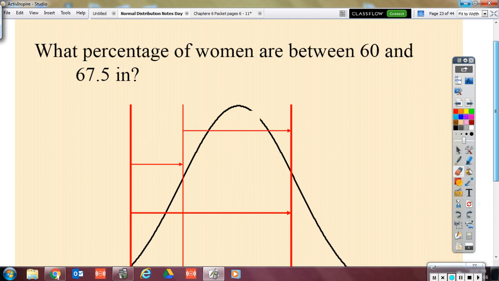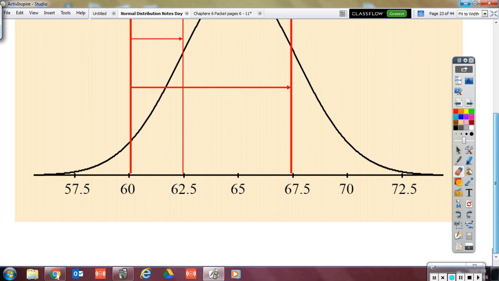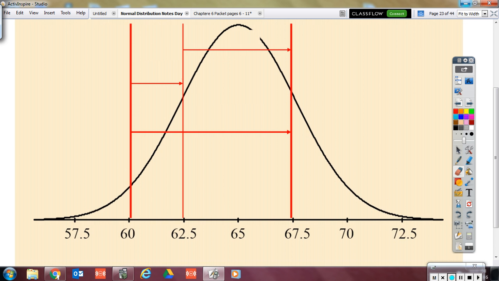Here we have between 60 and 67.5. So here you're going to have to think a little bit differently. It's not just a straight up regular number. There's a couple different ways you could come up with this. So think about that one for a second and see what you come up with. How much? Nope, not 40.